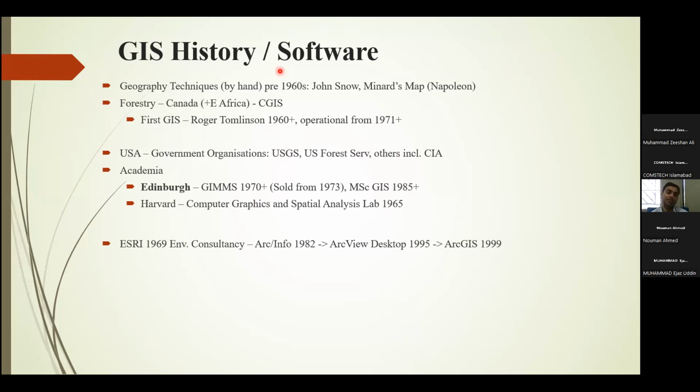After that, ESRI, the environmental consultancy founded in 1969, developed the software ArcInfo in 1982, and ArcView in 1995, and after that ArcGIS, whose first version was in 1999. It is currently ongoing, and the publisher and copyrights are still with ESRI, and they are updating the software, and currently they have a new version. I think it's 10.9 up till now.